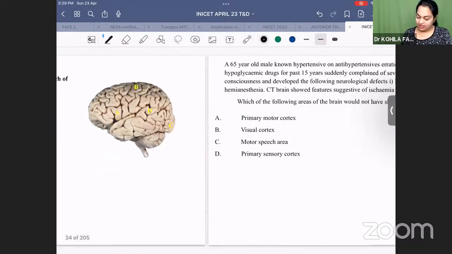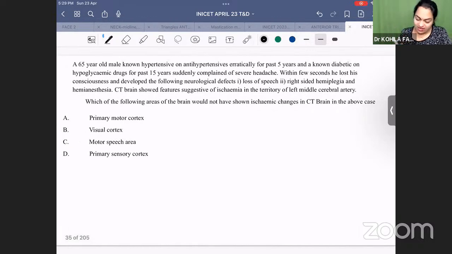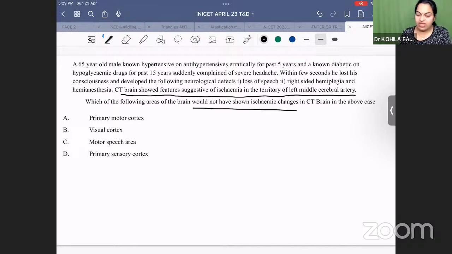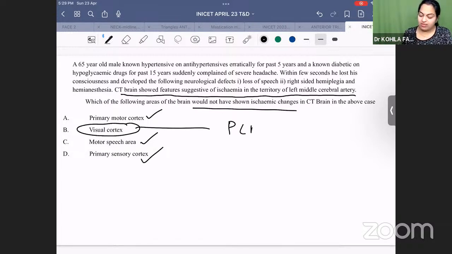Right? Yeah, I'll just read the last line alone. CT brain showed features suggestive of ischemia in the territory of middle cerebral artery. Okay, so which area will not show ischemic changes? The primary motor cortex, the motor speech area, primary sensory cortex, everything is going to be supplied by middle cerebral artery. Okay, visual cortex is supplied by posterior cerebral artery, which will not show ischemic changes.